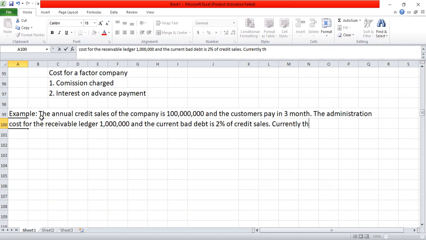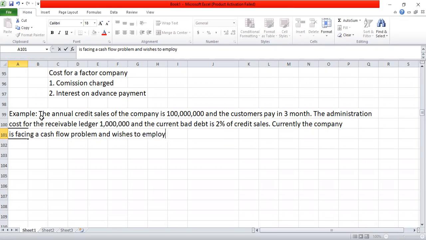Currently, the company is facing a cash flow problem and wishes to employ a factor company to manage the receivable ledger.